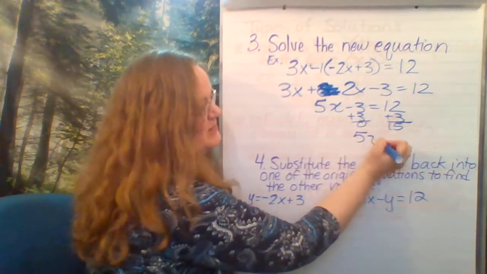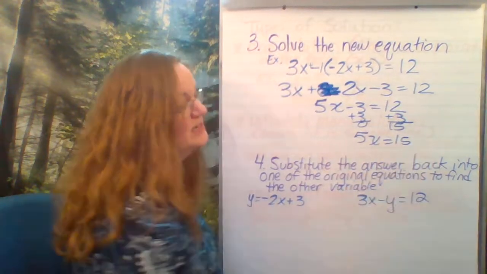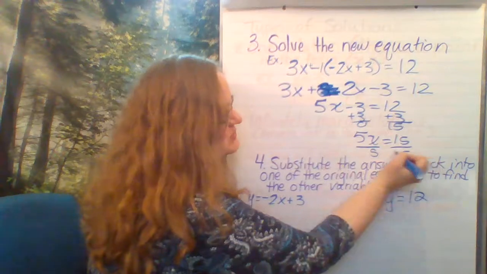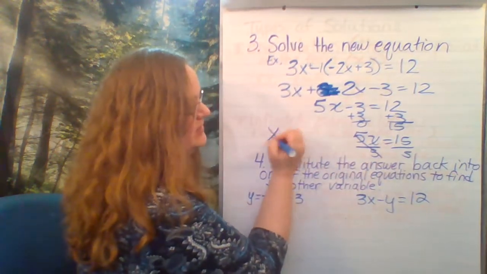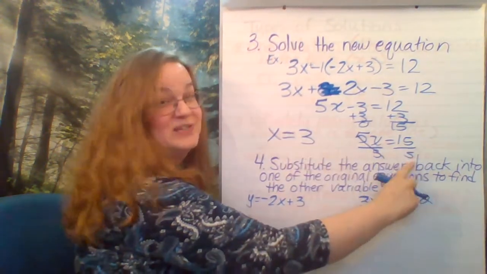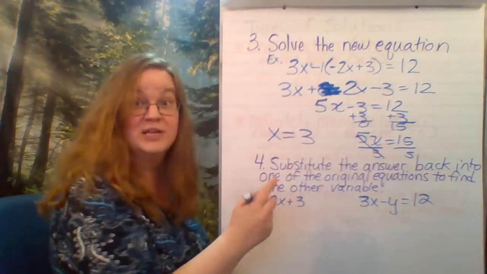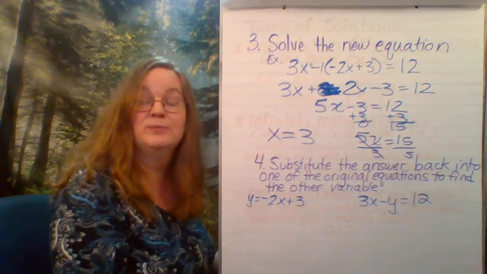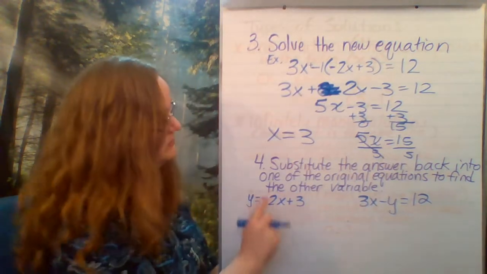So I get 5 times x equals 15. The opposite of multiplying by 5 is dividing by 5. And so once I've done that, I end up with x equals 3, because 15 divided by 5 is 3. So that's half of my answer. But remember, there were 2 variables. So now I have to go back and figure out the answer to the other variable.